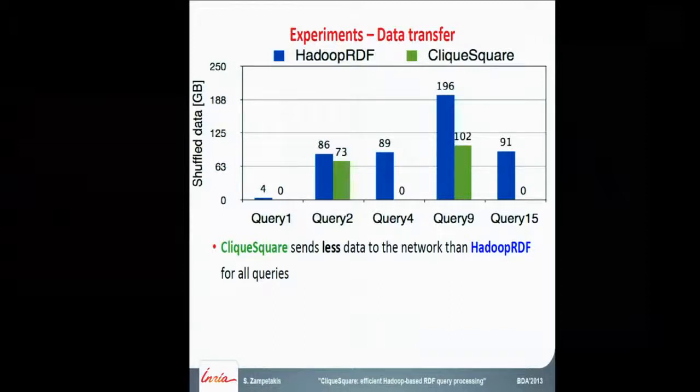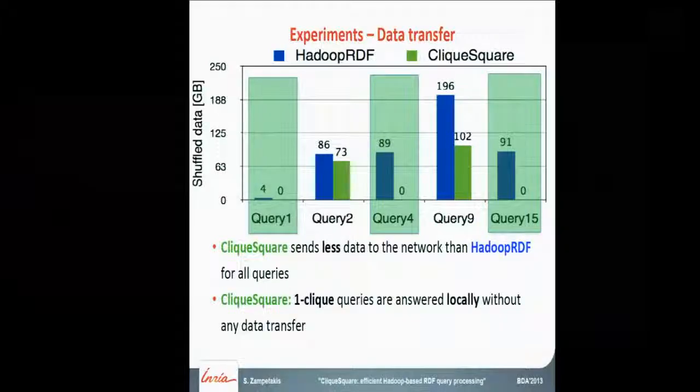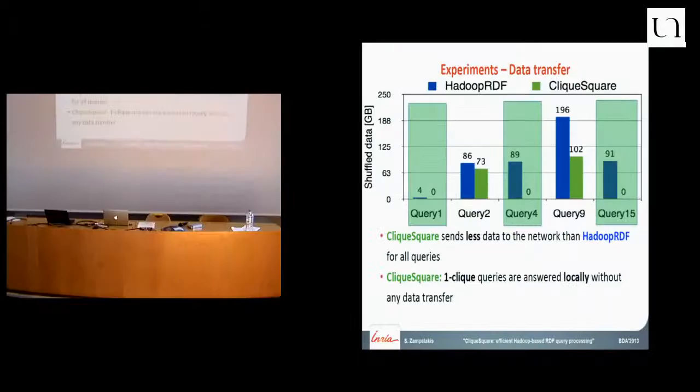Then here we can see what we claimed in the beginning, that we minimize data transfer in the network. We can see that in general, for all of the queries that we ran, we send less data to the network than Hadoop RDF. Also, specifically for one-click queries, which are 1, 4, and 15, we can see that we don't send any data; we don't have any network transfer for these 3 queries.